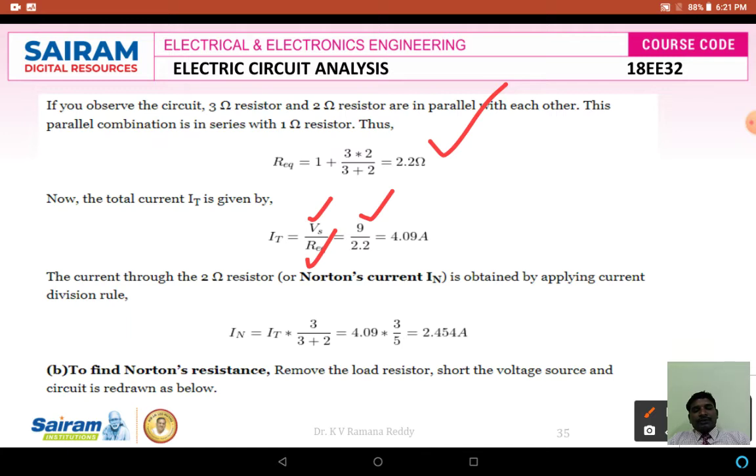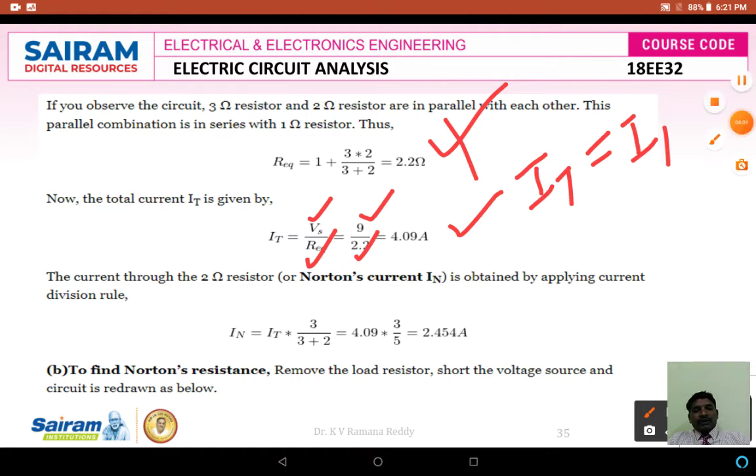R equivalent, which we just calculated, is equal to 2.2. Therefore the total current driven by this 9 volts voltage source is 4.09 amperes, that is the total current IT, or according to our reference it is also called I1. Now our ultimate aim is to find the Norton's current. How do we find the Norton's current?